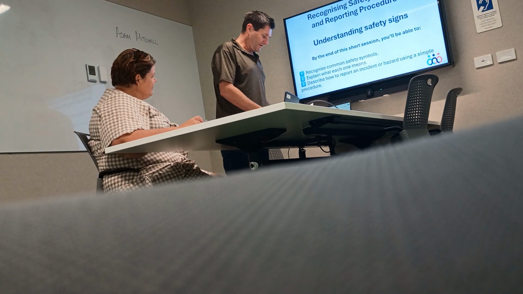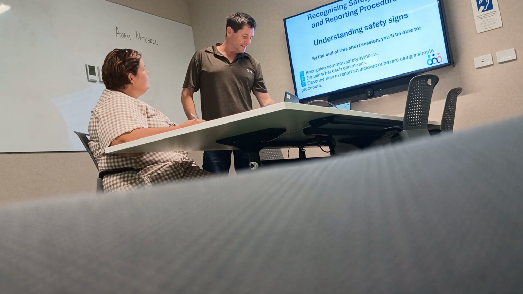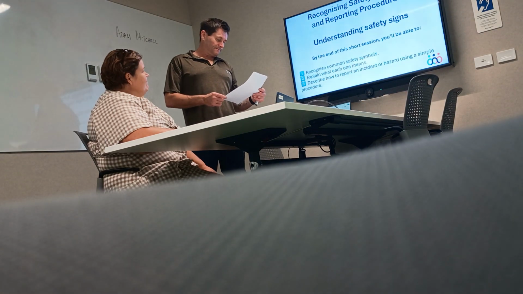Today we're going to be doing a session on recognising safety symbols and reporting procedures. We should be understanding safety signs so that they can help everyone stay safe. These symbols warn us about hazards and tell us what actions to take. By the end of today, you should be able to recognise common safety symbols, explain what each one means, and describe how to report an incident or hazard using simple procedures.